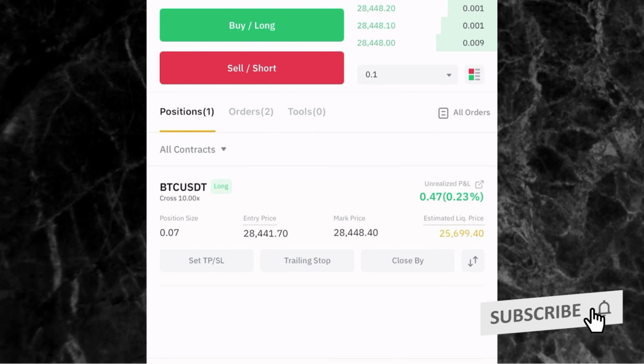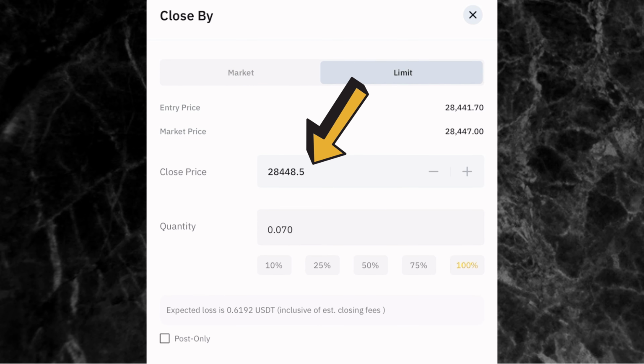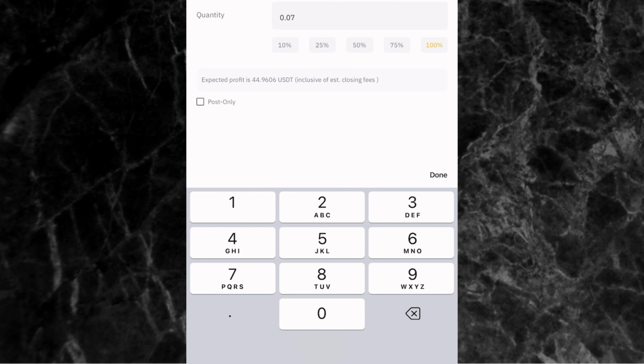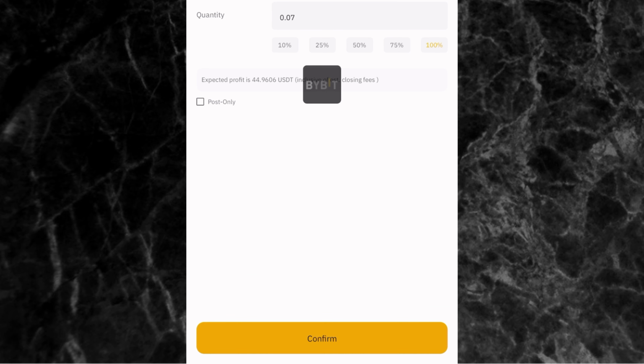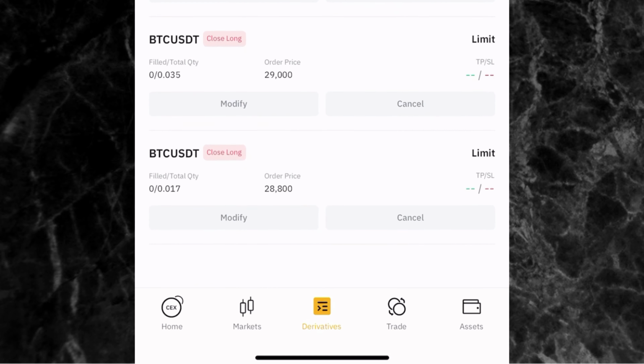Now for the third one again, you click on close buy again, and then right here you change it to limit, and then you put in the third take profit right here, which is 29,100. And then you click on 100% right here. Now the last take profit you are using must always be 100%. That means that you are taking profit on everything that is remaining. That is the meaning. So once you pick 100%, you come right here and click on confirm at the bottom side of the screen. And if you go under orders right here, you see all the three take profit levels that you have.